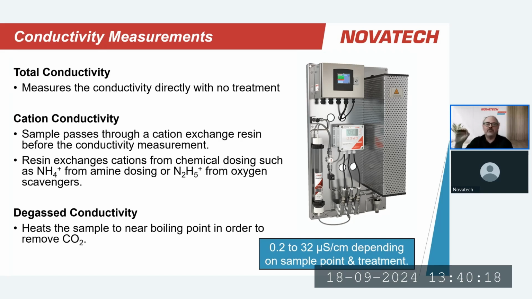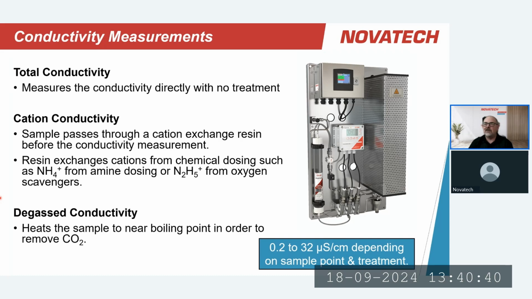And by doing that, we remove as much of the CO2 as possible. It actually comes off as a gas. So then after doing that, we cool the sample back down. There's a heat exchanger, and we do a third measurement where we measure acid degassed conductivity. So those are the three possible measurements that can be done for conductivity.